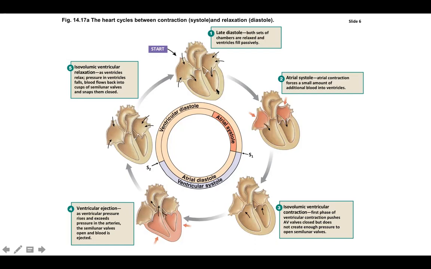There's a couple of sounds that you hear. There's S1, and there's S2. S1 is the sound of the atrioventricular valves closing. So if you were to listen with a stethoscope, you hear that lub-dub, lub-dub. The first sound is S1, and it's the atrioventricular valves closing. And then the S2 that you hear is the semilunar valves snapping shut.